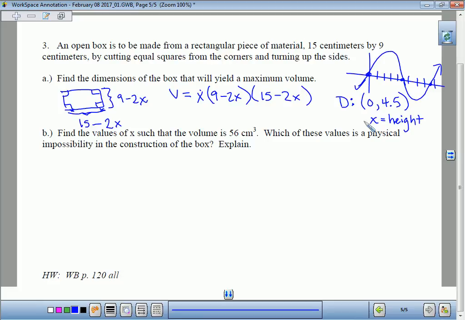Okay. Now let's move on to part B. Find the values of x such that the volume actually equals 56. Now, if we had this typed into our calculator, we could do a second equation, y equals 56, and see where they intersect, couldn't we? Or we can do like we did on the first problem. If we set this equal to 56 for volume and subtract it from the end, what does that do with the whole graph? Shifts it down.